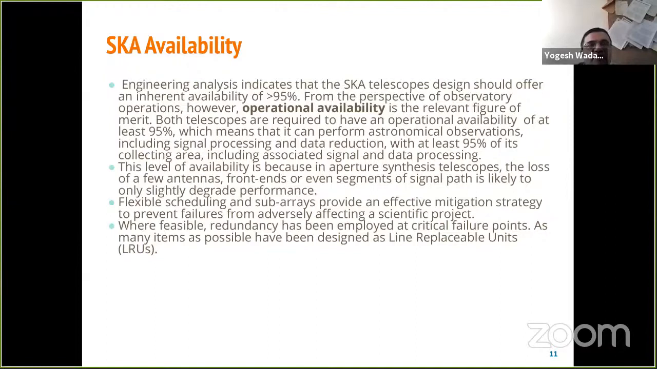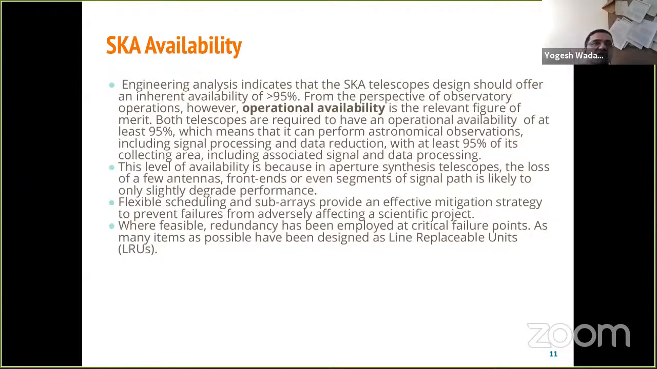This level of availability is quite acceptable because in aperture synthesis telescopes, the loss of a few antennas, front ends, or even segments of a signal path only degrade the performance slightly, and we are able to live with it. We don't need very high availability. We don't need 99.99% availability. There is flexible scheduling, the possibility of forming subarrays, which also provide an effective mitigation strategy to prevent such kind of failures, which will inevitably occur, from adversely affecting a scientific project.